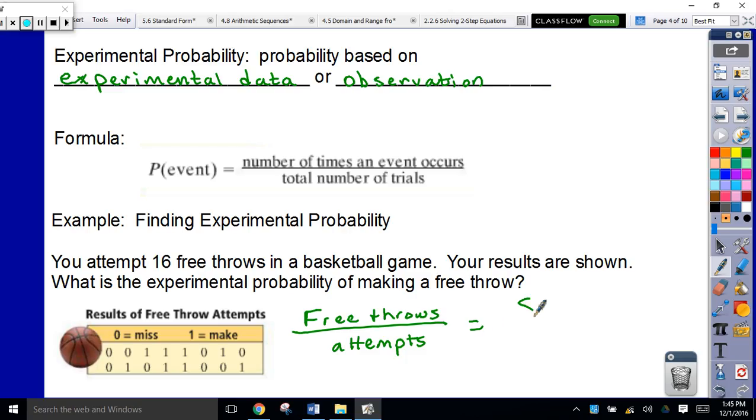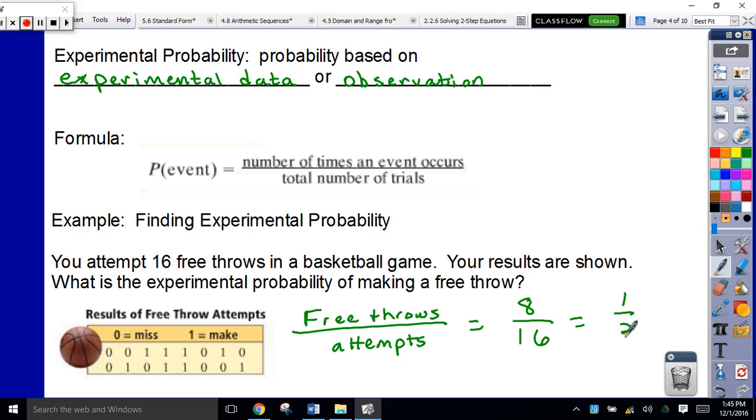Okay, so there were 8 free throws. How many attempted shots were there? 16. Out of 16. So the probability is 8 out of 16. What does that reduce to? 1/2. Yeah, it's 16 divided by 8, not 16 minus 8. So 1/2. Probability is 50-50.